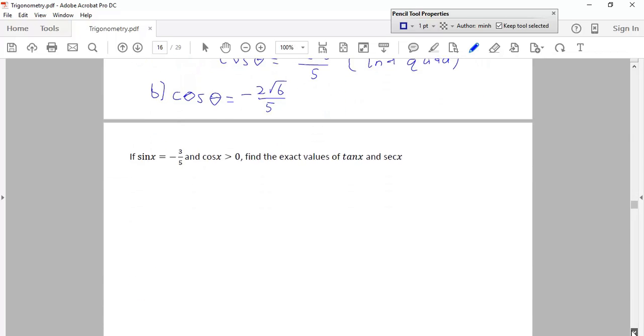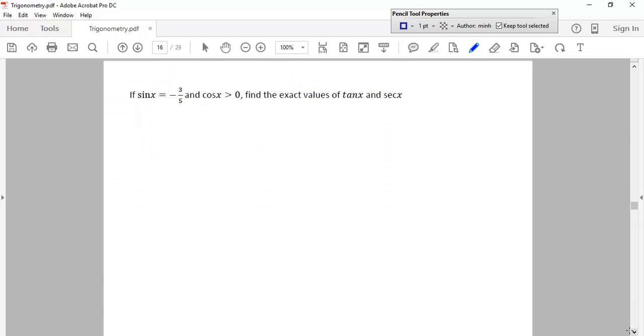Alright, I'll let you guys try this last one on your own. But just remember, take in mind that's negative. So remember, draw the two rays where sine is negative. So yeah, I'll give you guys time to do this.